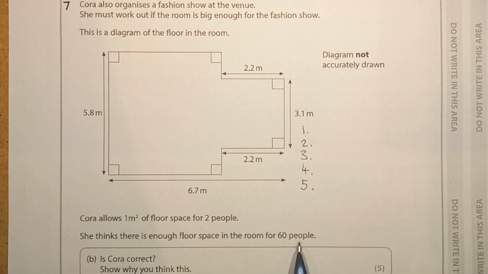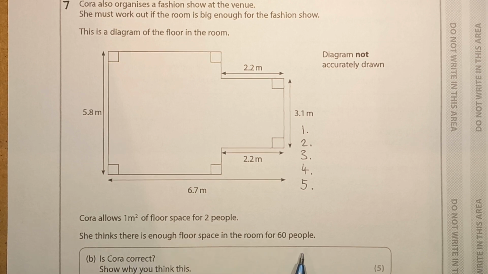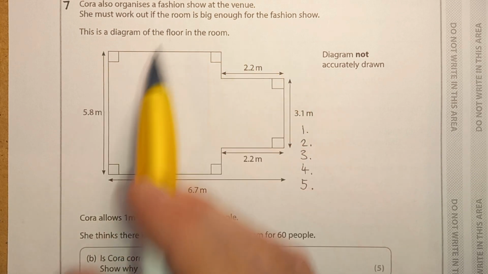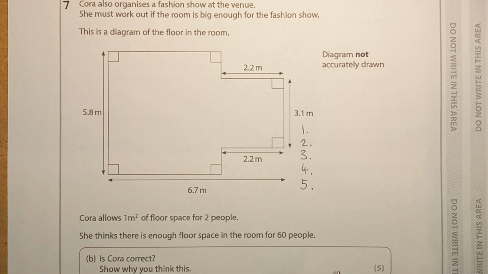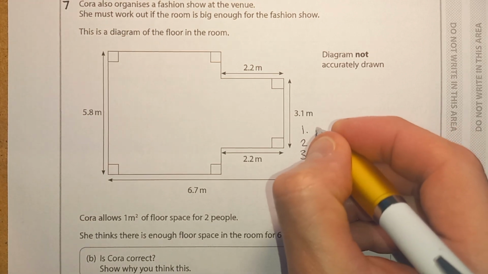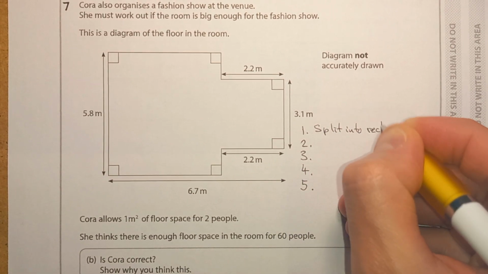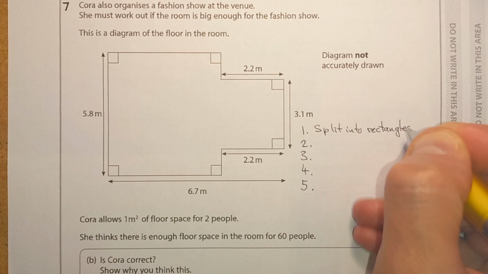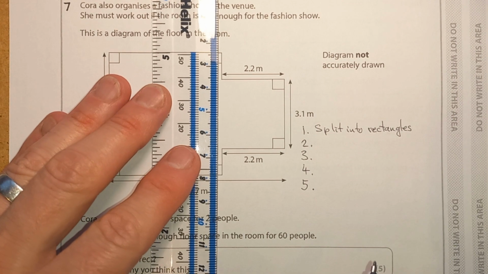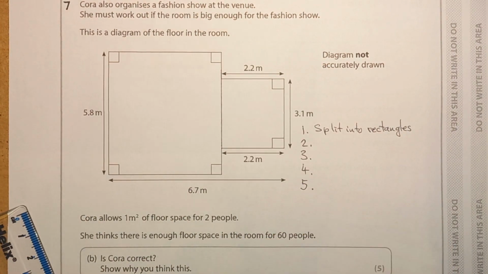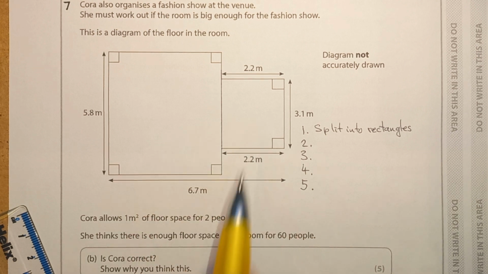Well, we're going to work out basically how many people can fit on this dance floor. So we're going to need to do some area calculations. Now, I don't know a way of working out the area of this shape, so what I'm going to have to do is split it up into smaller shapes. So I'm going to split into rectangles. In fact, we can do that now. The easiest thing seems to be to chop that straight down there. So now we've got a rectangle and another rectangle.